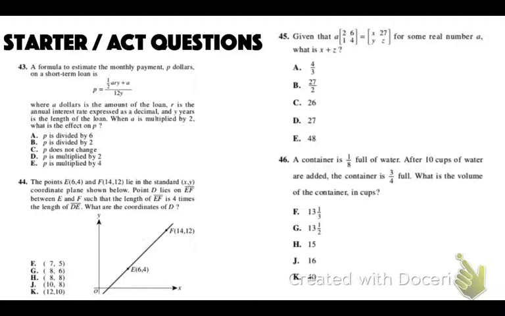So this first one, a formula to estimate the monthly payment is this, where A is the dollar amount, R is the annual interest rate expressed as a decimal, and Y is the years. We want to know when A is multiplied by 2, what is the effect on P? Well, I think the easiest way to do this is we have all these variables, let's just give them values. Because we want to know what the effect on P is, we're just going to have to change the A variable and multiply it by 2.